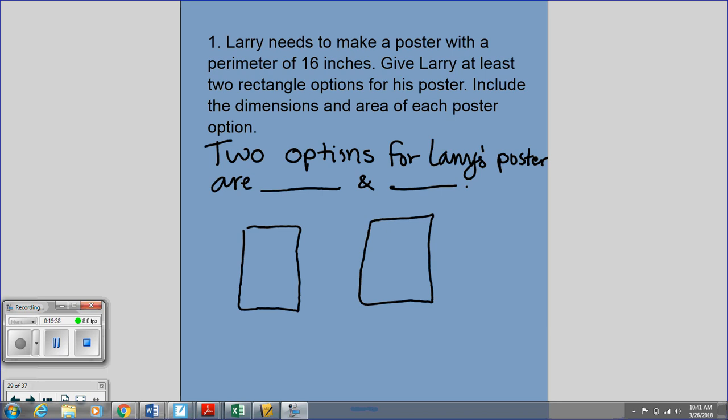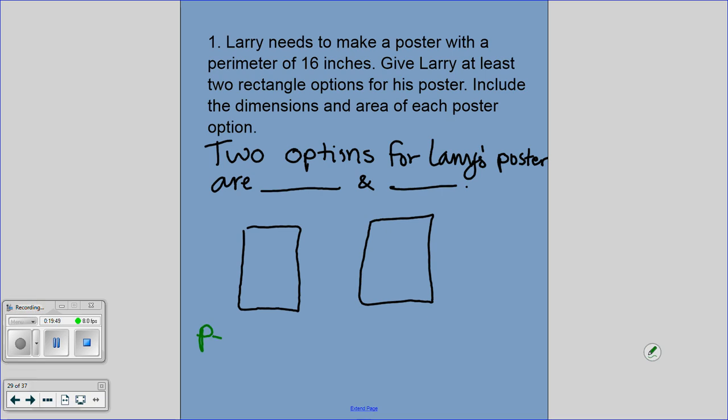Brian, what do I already know? That the perimeter is 16 inches. I know that the perimeter has to be 16. So instead of saying P equals side plus side plus side plus side, I'm going to write 16 equals blank plus blank plus blank plus blank. Because the only part of that I know is my perimeter, which is 16. I don't know any of the sides yet. So go ahead and write that equation down.